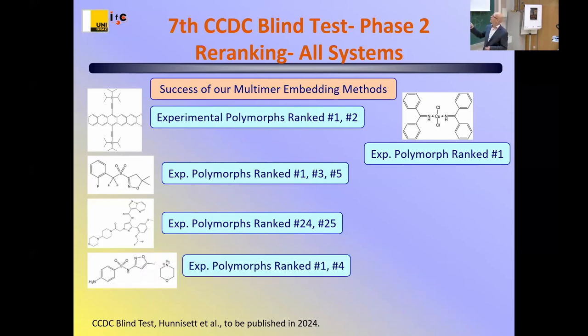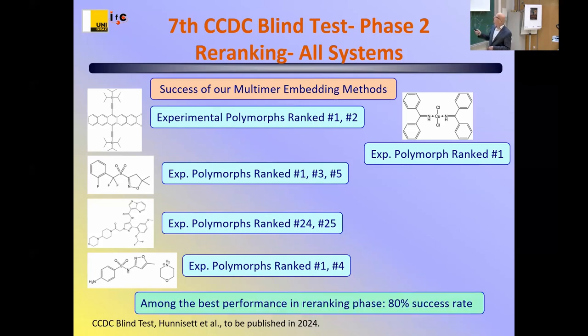This one was a salt, you see here, a co-crystal, and we ranked the experimental polymorphs as number one. We were among the best performances in this re-ranking phase, and we have an 80% success rate. You see, four out of the five polymorphs or most stable polymorphs we found.